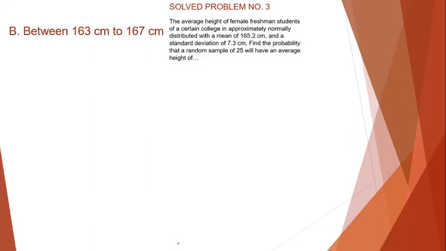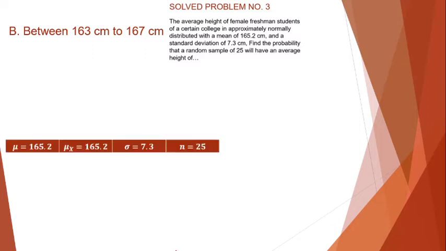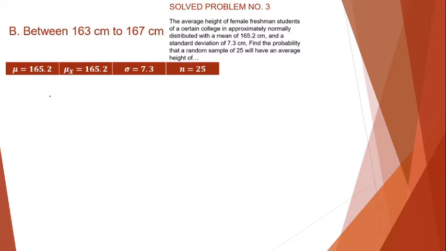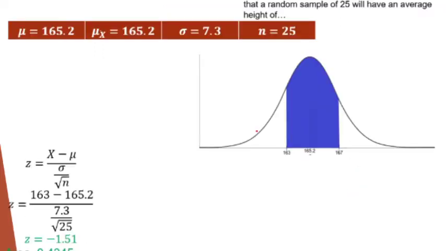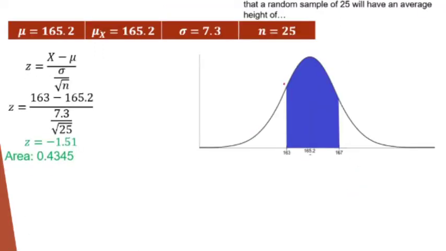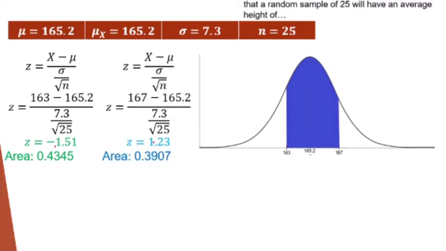Next one, how about between 163 centimeters to 167 centimeters? So this is, as usual, ito yung mean nyo, standard deviation. Syempre, hindi naman magbabago yan. Nabago lang yung hinihingi. Ito yung normal curve nyo. So, now, since between, you are going to find the z-scores of the two given variables. So, calculate nyo, ito yung lalabas. Then yung isa calculate nyo rin. Ito rin yung baba. Now, check natin sa z-table.